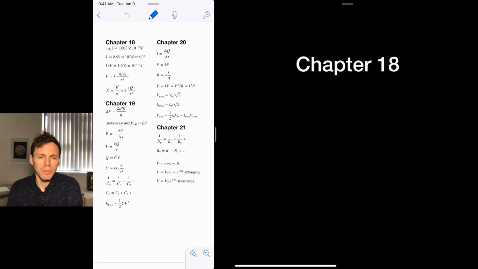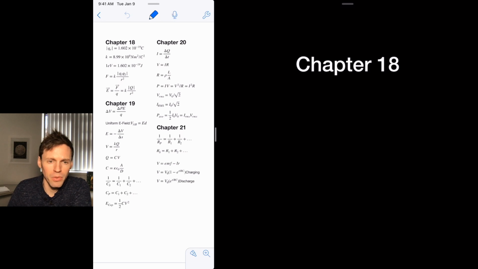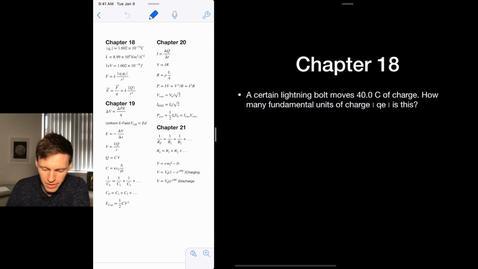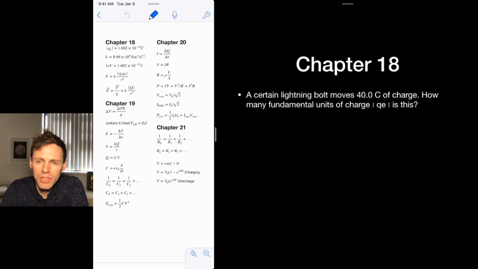So let's go through some problems here, and what I want you to do is to do these problems and pause them after you read the problem, and then try to do it. And then if you get a little stuck, I'll tell you how to do it. So let's go on here. So let's say you've got a certain lightning bolt moving 40 coulombs of charge. Question is, how many fundamental units of charge Qe is this?